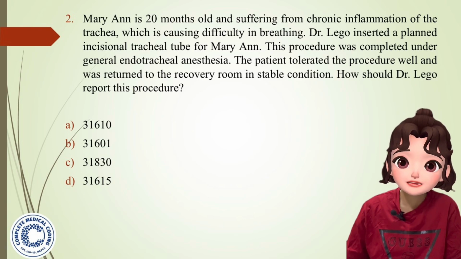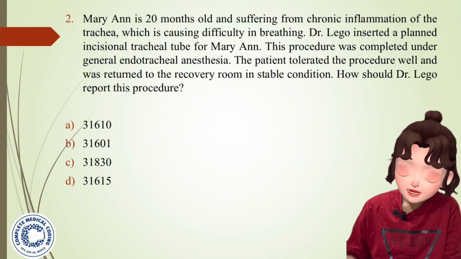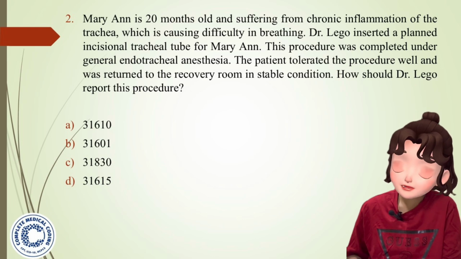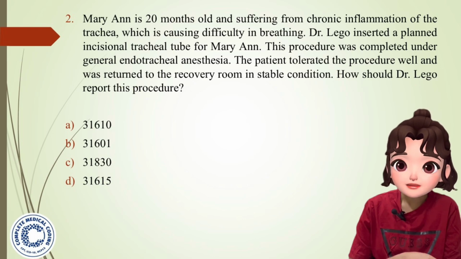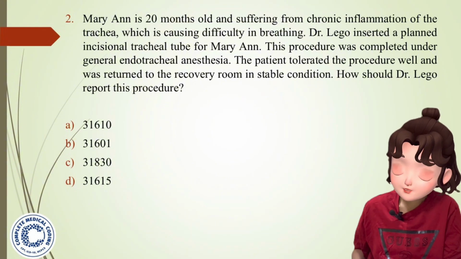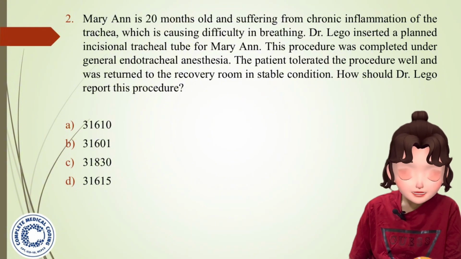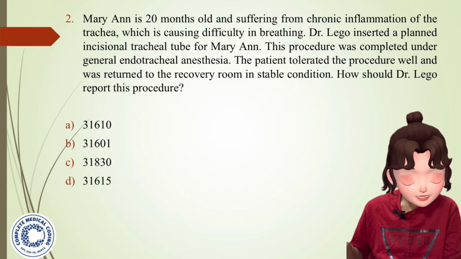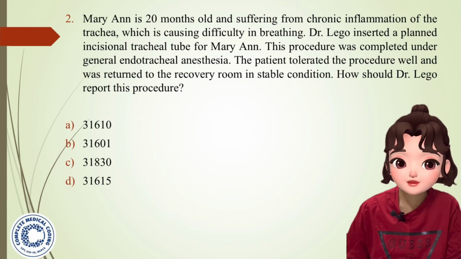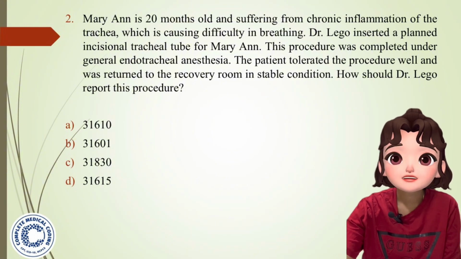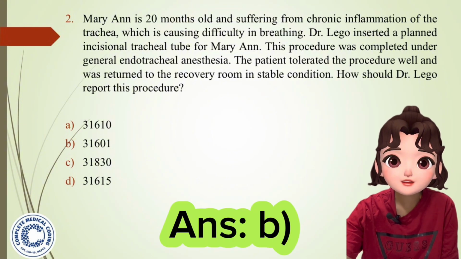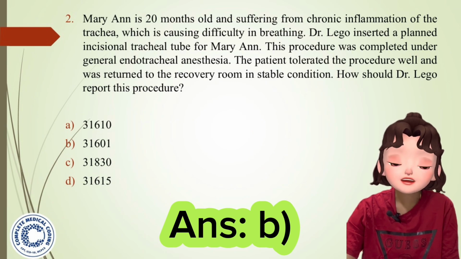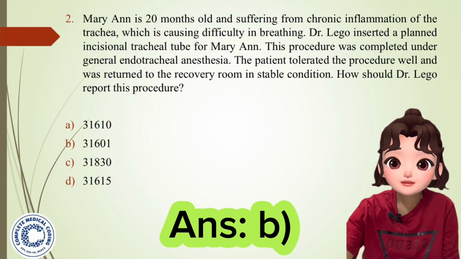Still you can go and check the other codes as well. Option C 31830 and option D 31615. What is 31615? Tracheobronchoscopy. That's a wrong code. And what is 31830? Revision of tracheostomy scar. No, this is not revision, this is insertion. So, as I told you, the correct answer is option B, 31601. Tracheostomy, planned procedure, separate procedure, younger than 2 years of age. Okay.